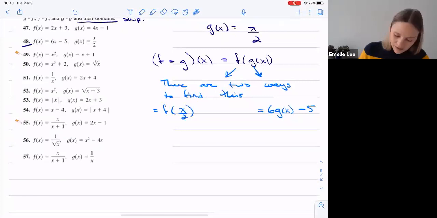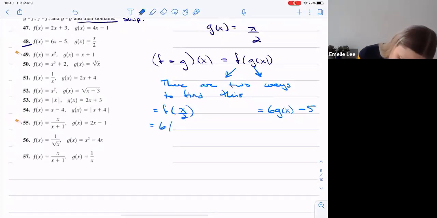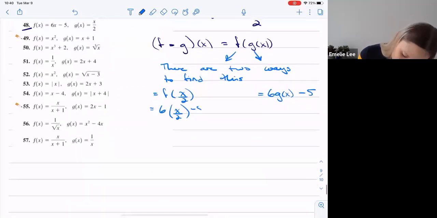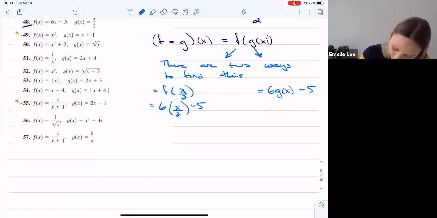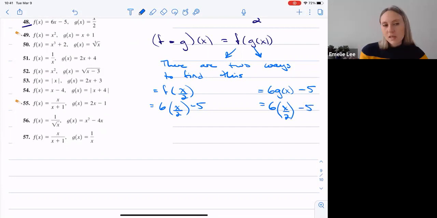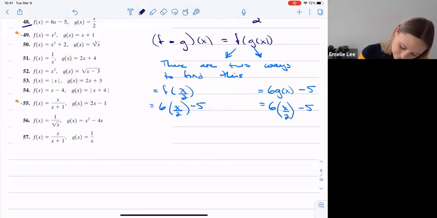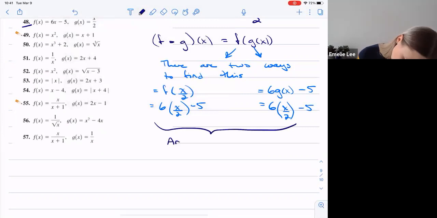So f of x over 2 is 6x over 2 minus 5. Or the other method, I have 6 times g of x, and I'm replacing g of x with x over 2, minus 5. Notice that we get to the same place. We arrive at the same result.